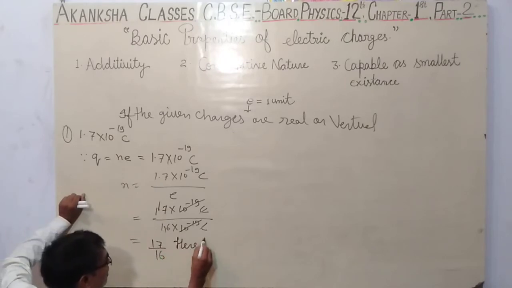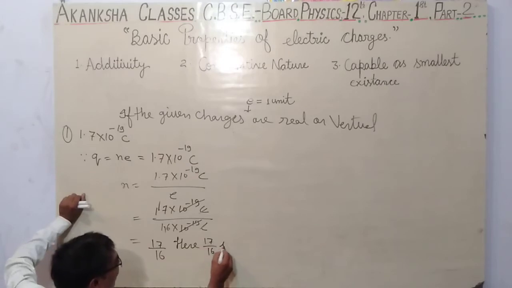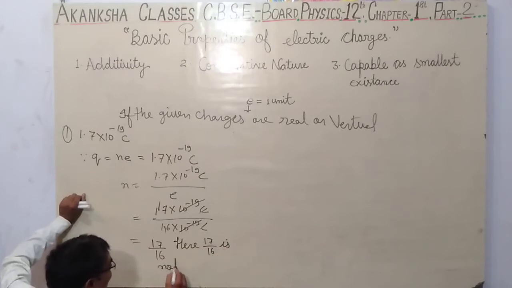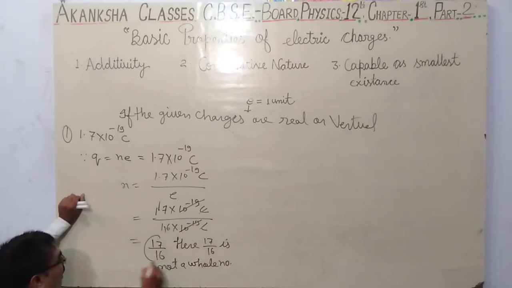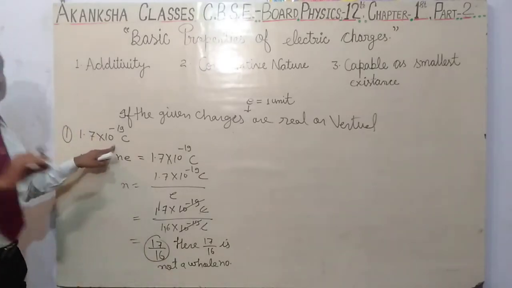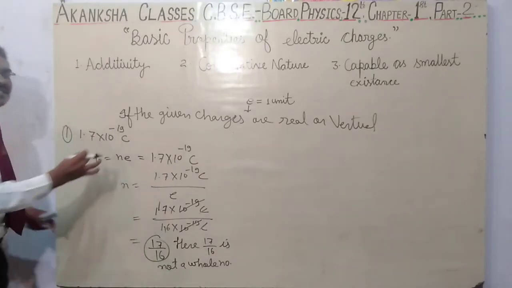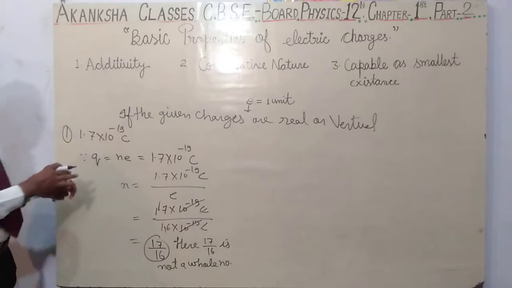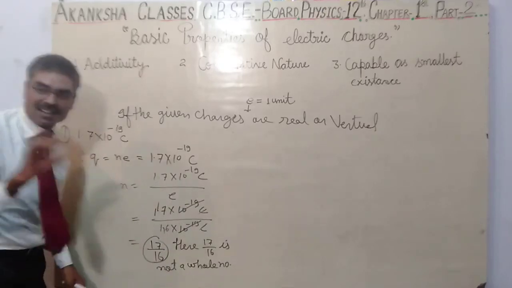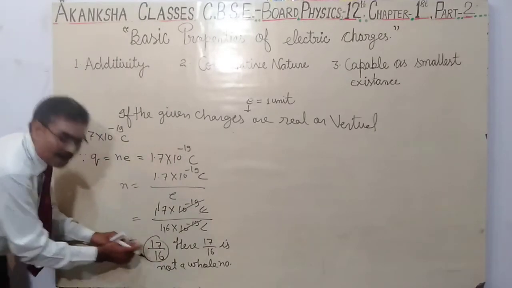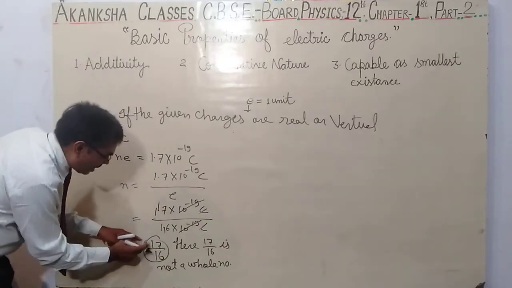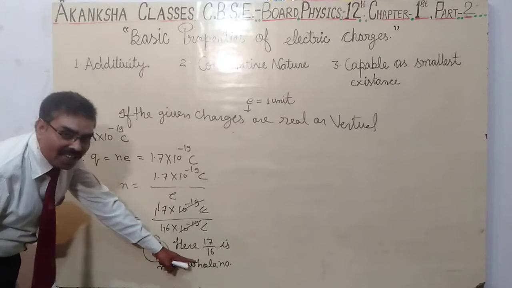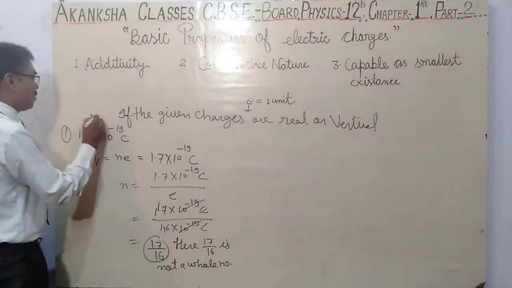Here 17 by 16 is not a whole number, hence this charge is a false charge. This charge can't exist because number of electrons cannot be a fraction. Number of electrons is always a whole number. Here number of electrons is 17 upon 16, that is not a whole number, hence this charge is not possible.